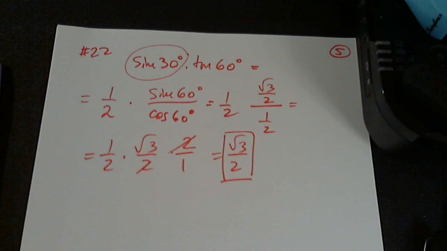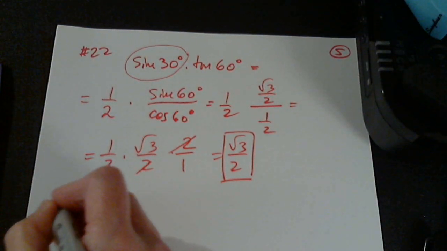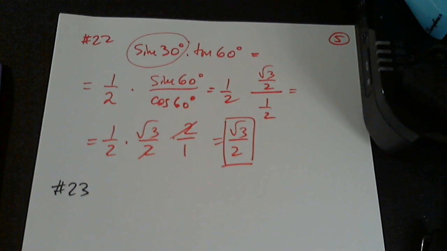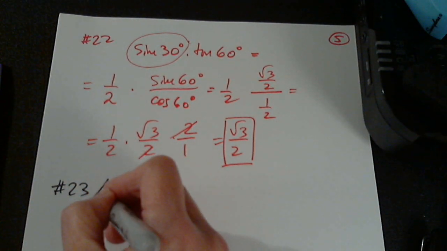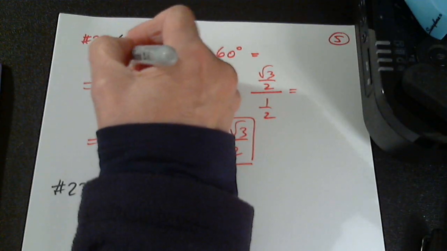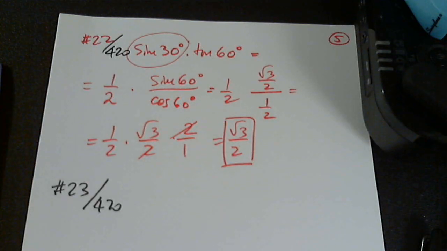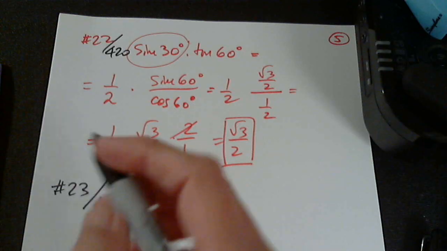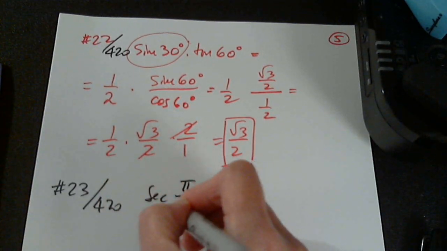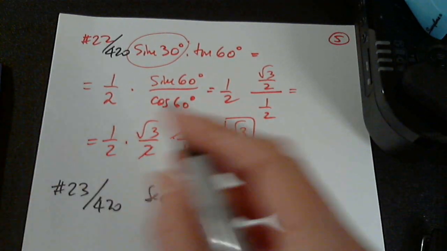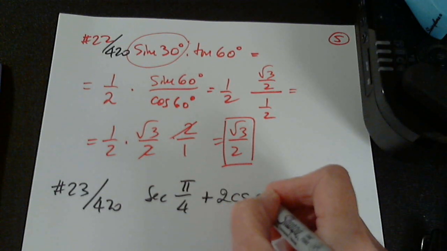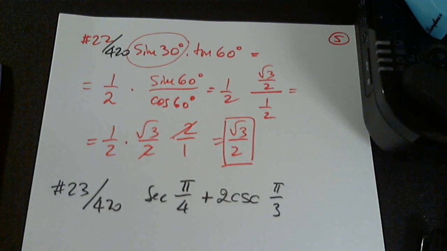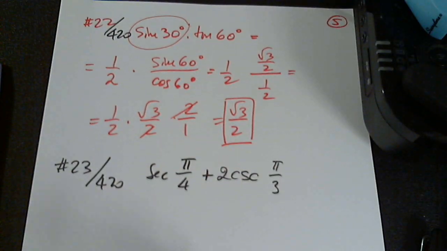We do 23. Yes, let's do 23. And 23, this is on page 420, and this is also on 420. Okay, where are you, 23? I see it. So it's secant pi over 4 plus 2 cosecant pi over 3. Perfect. Good pick. Good.